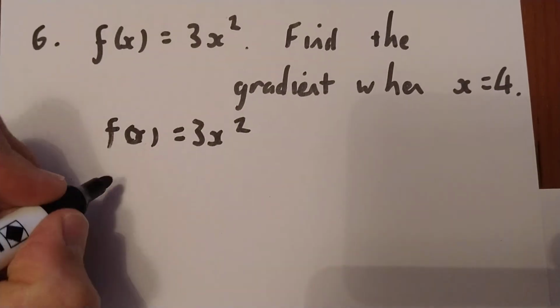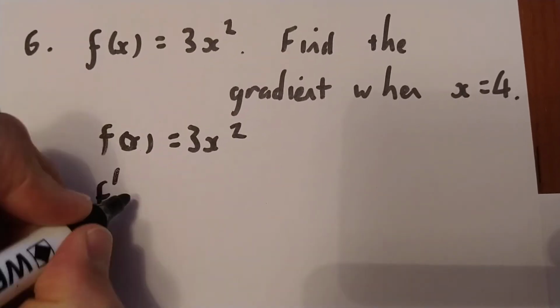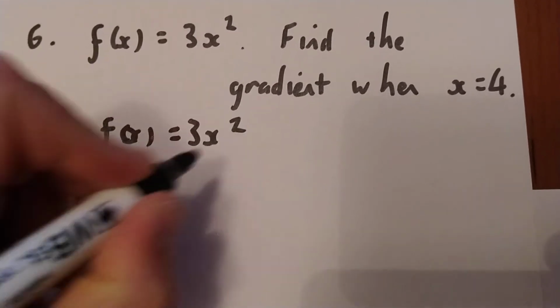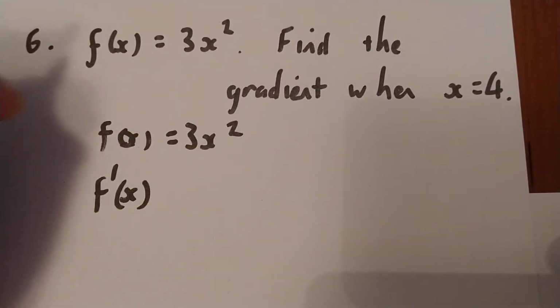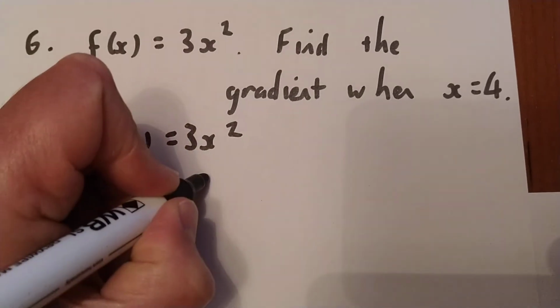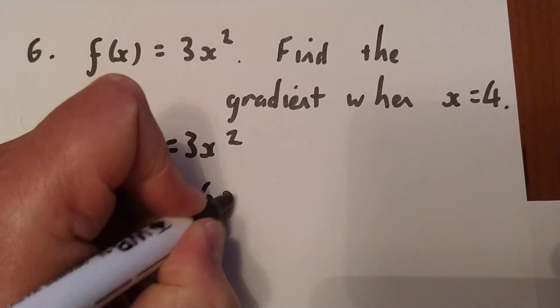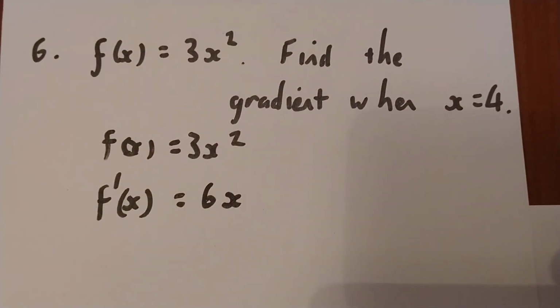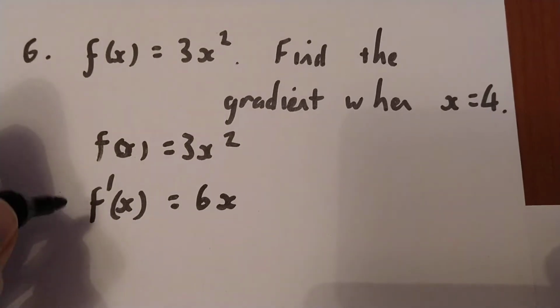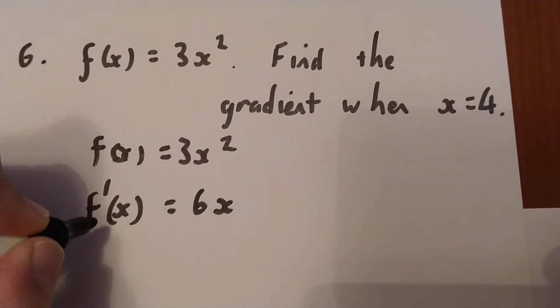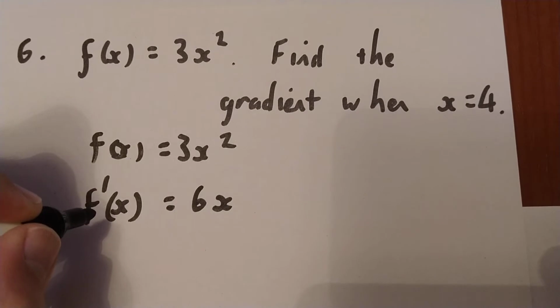Find the derivative, f dashed x. Multiply by the power, take 1 away from the power, 6x to the power of 1. That's f dashed x. That works for any point x on the curve or in the function.